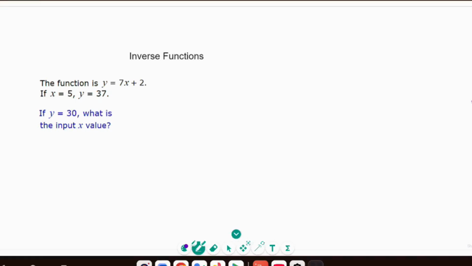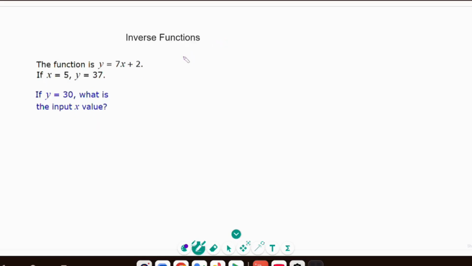Okay, in this revision video we will be looking at inverse functions. First of all, I want to look at an equation. So if x equals 5, y equals 37. Okay, well yes, 7 times 5. If we substitute x as 5 into this equation, 7 times 5 is 35 plus 2 is 37. Yes, I agree with that.